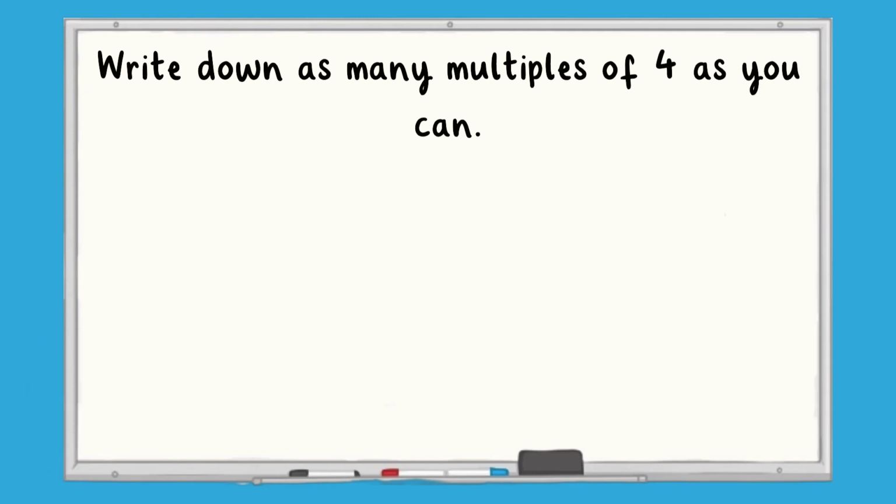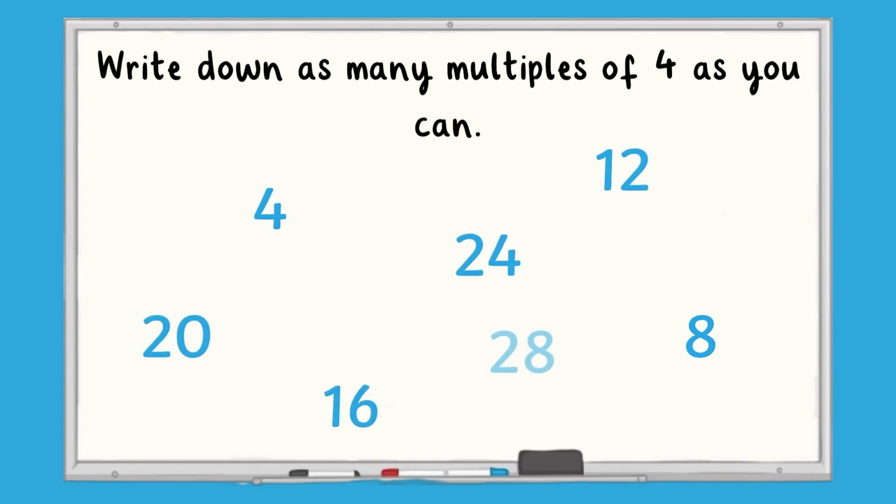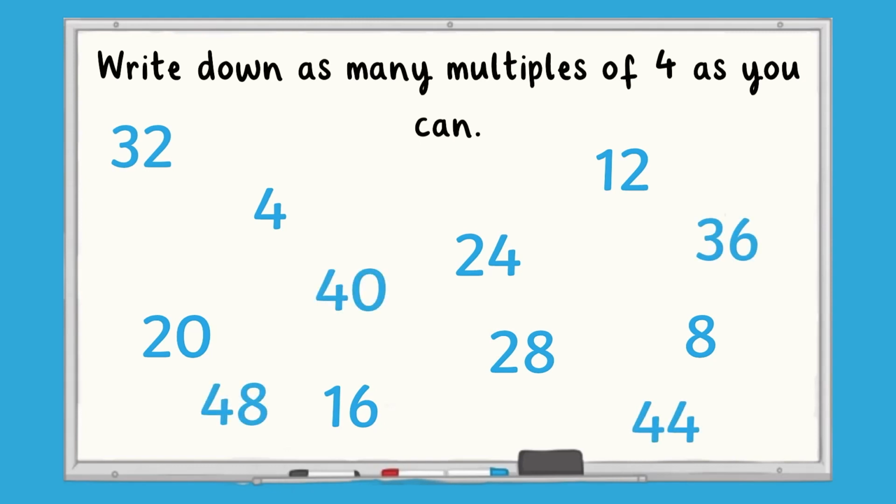Did you manage to think of some multiples of 4? You may have come up with answers such as 4, 8, 12, 16, 20, 24, 28, 32, 36, 40, 44, 48, and so on. You may even have come up with a number such as 400. Well done! I hope this video has helped you to understand what multiples are.